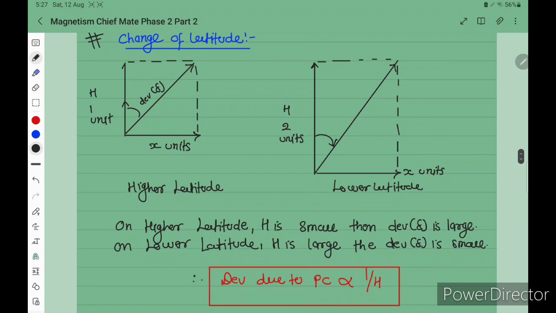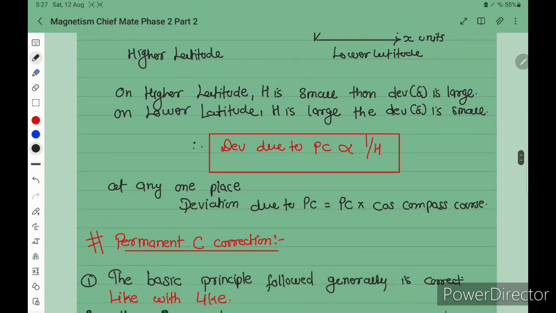Change of latitudes, so higher latitudes and lower latitudes. On the higher latitude, H is small because it is near the pole, where H is nil, and at the equator it is maximum. So at higher latitude H is small, so deviation is large. At lower latitude H is large and deviation is small, so it is inversely proportional. So deviation due to PC is inversely proportional to the horizontal component. At any one place, deviation due to PC is equal to PC into cos compass course.